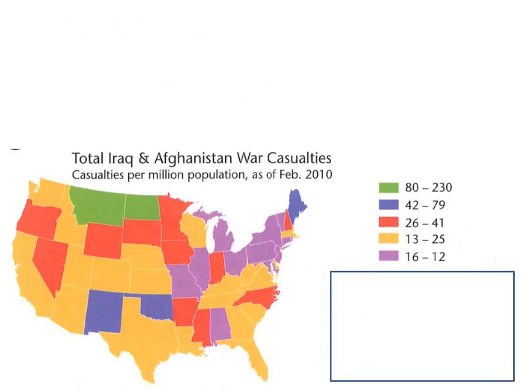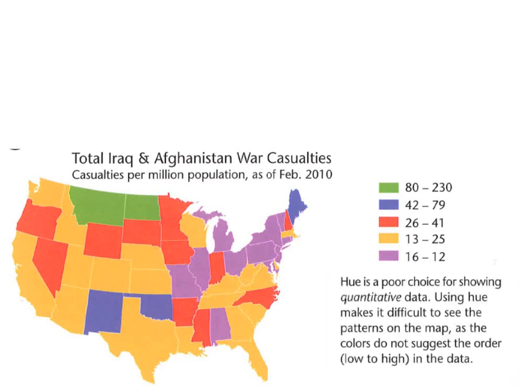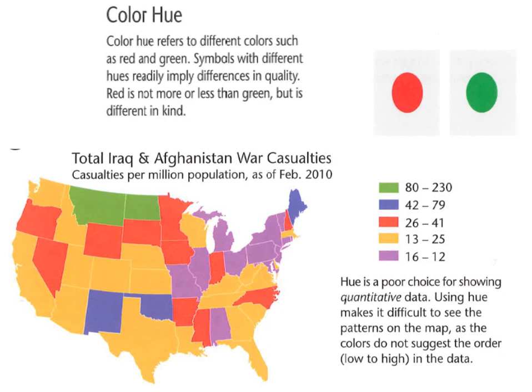This is another map. And this is showing total Iraq and Afghanistan war casualties. And this is a different map because we haven't seen the use of color before. But as you might well imagine, the way that color is being used in this map is not very helpful. Because for me, there's no intuitive understanding that I have that if I see a green color, it means that there's a lot more of something than if that thing is a blue color. Right? So the use of color or hue in this case, it's a poor choice for showing quantitative data. It makes it difficult to see patterns, and we don't understand the order intuitively.